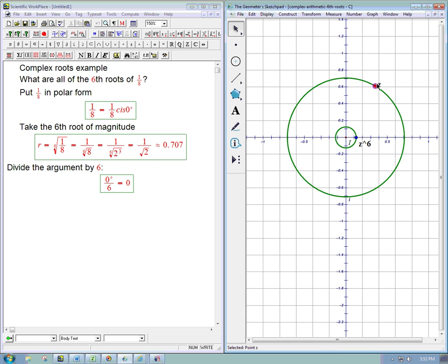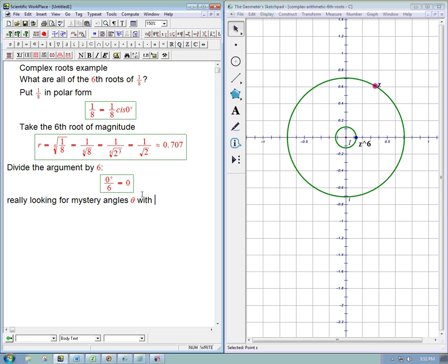We're getting the other ones because this is what we're really doing. We're looking for mystery angles theta. With 6 times theta, it could be 0 degrees, but there are other ways to represent the angle of this point. It could be 360 degrees.